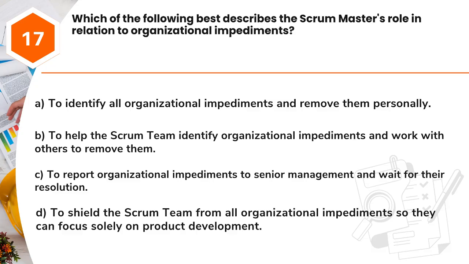A. To identify all organizational impediments and remove them personally. B. To help the Scrum team identify organizational impediments and work with others to remove them. C. To report organizational impediments to senior management and wait for their resolution. D. To shield the Scrum team from all organizational impediments so they can focus solely on product development.